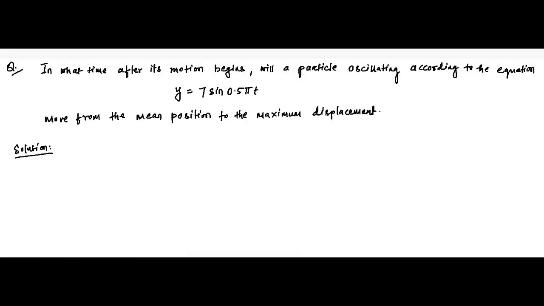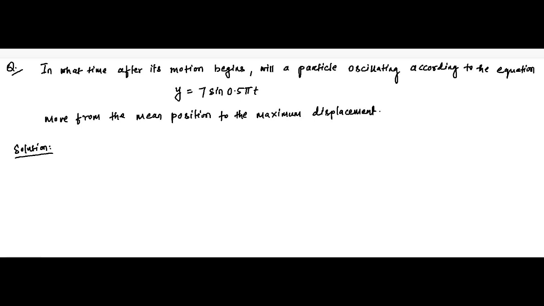So here is another question on simple harmonic motion. It is given that in what time after its motion begins will a particle oscillating according to the SHM displacement equation given by y is equal to 7 sine 0.5 pi t move from the mean position to the maximum displacement.